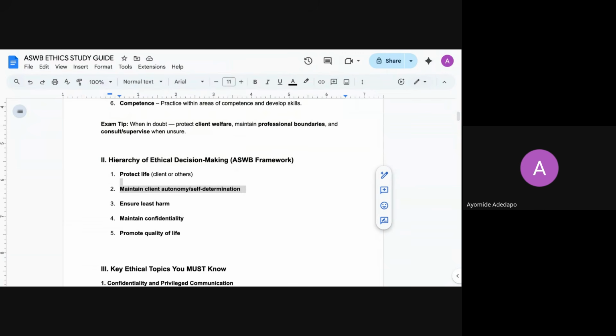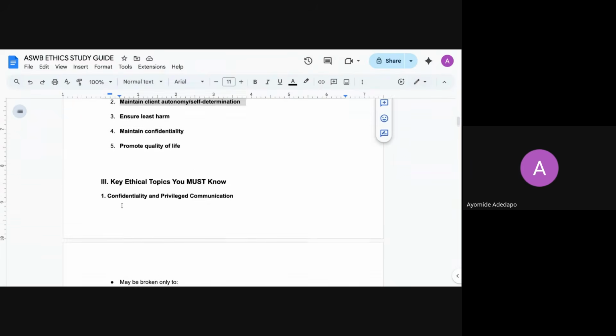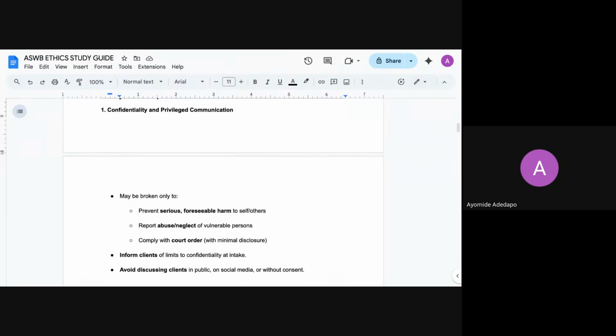We have principles that we need to follow. So you want to make sure when you're answering the questions, you are doing that. Okay. Confidentiality, so important. This is such a big part of the exam. They want to see, do you understand when we're supposed to break confidentiality and when we have privileged communication?